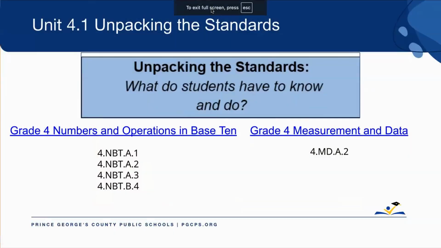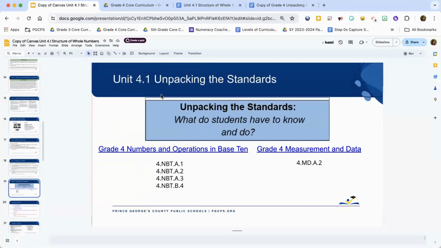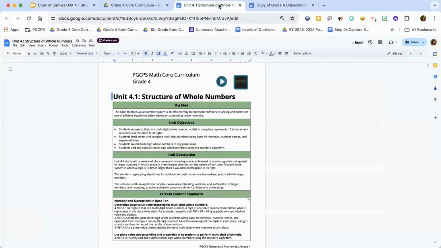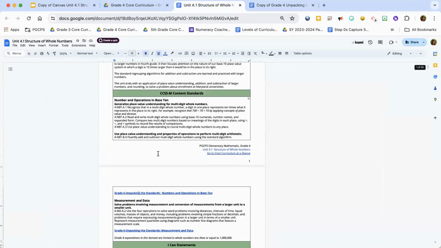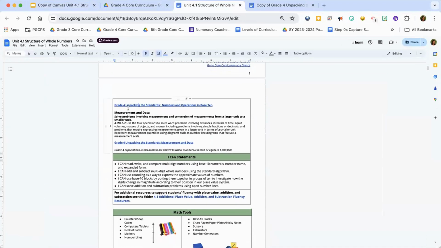And now we will take a look at unpacking the standards. What do students have to know and do? In order to find this document, you will need to transition over into your math core curriculum for grade 4. Scroll down. It's usually found within the first or second page of the document. Select the blue hyperlink where it says grade 4, Unpacking the Standards, Numbers and Operations in Base 10.